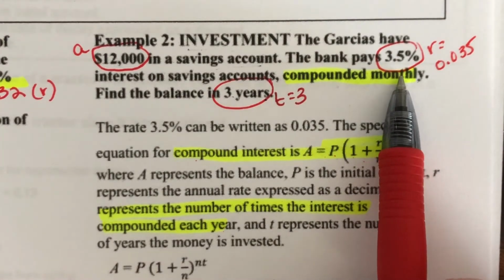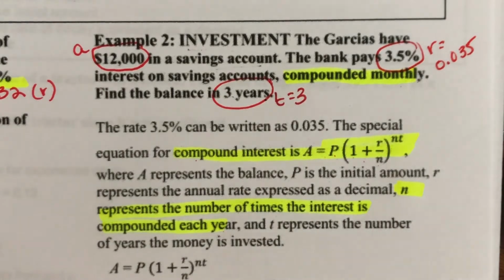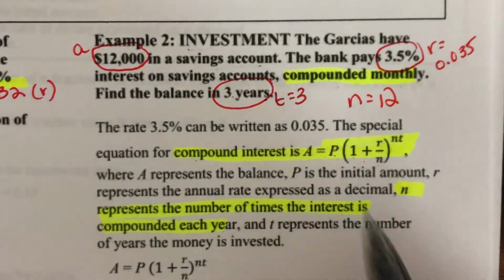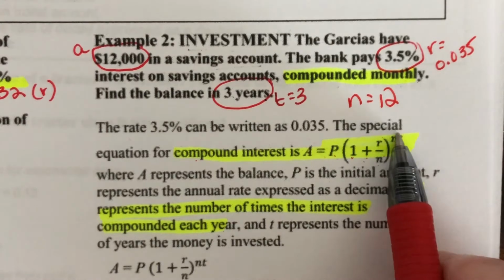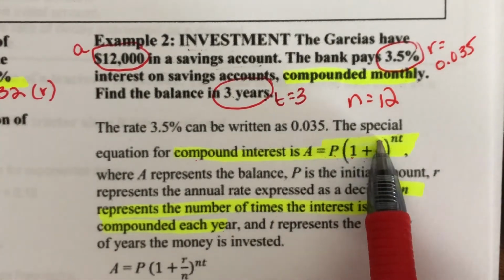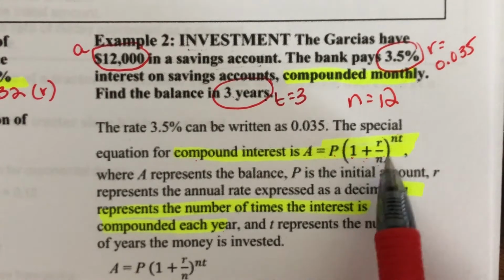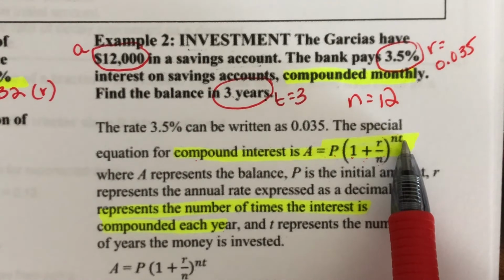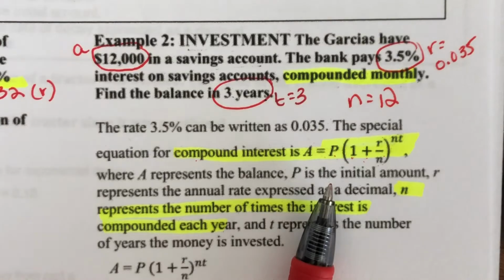How many months are in a year? 12. So how many times does it increase each year? 12 times, right? So here in our problem, n is going to equal 12. So instead of doing 1 plus r raised to the t power, we're doing 1 plus r divided by the number of times it's compounded, raised to the number of times it's compounded per year, times the number of years, right? Makes sense, right?